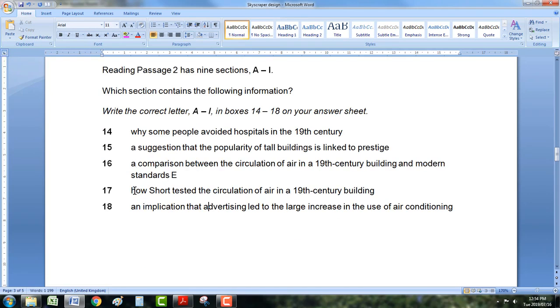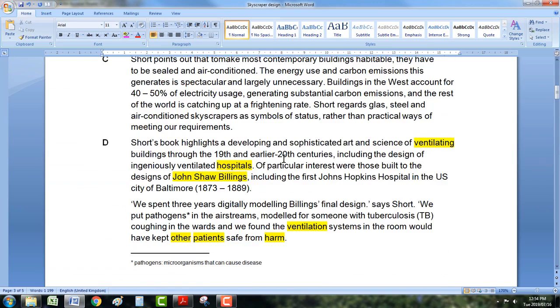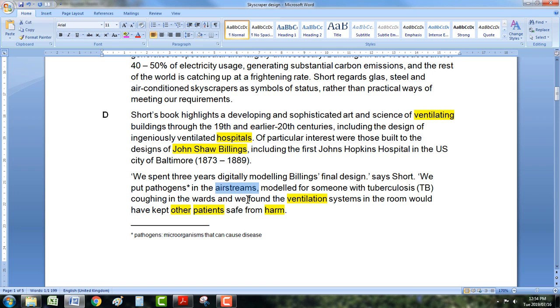Right. This one was also familiar. How he tested the circulation of air in a 19th century building. We're talking about Short. Short is over here. This is all still about the 19th century buildings. Still all about the air streams. Here is Short. And how did he test it? We spent 3 years digitally modeling a design.